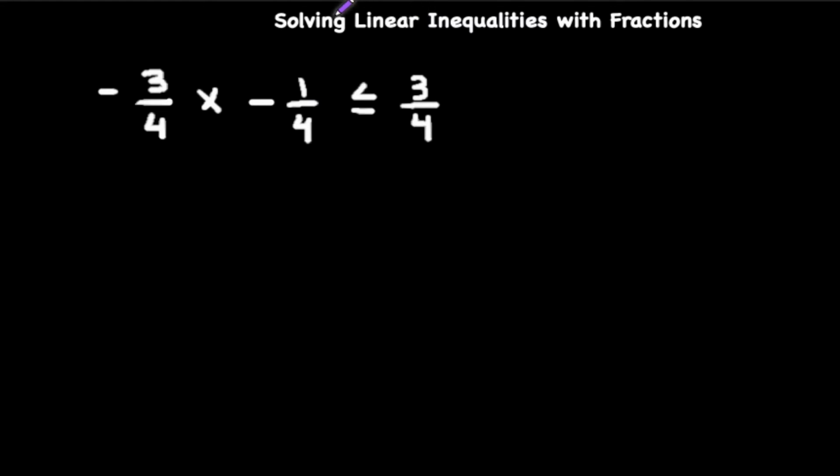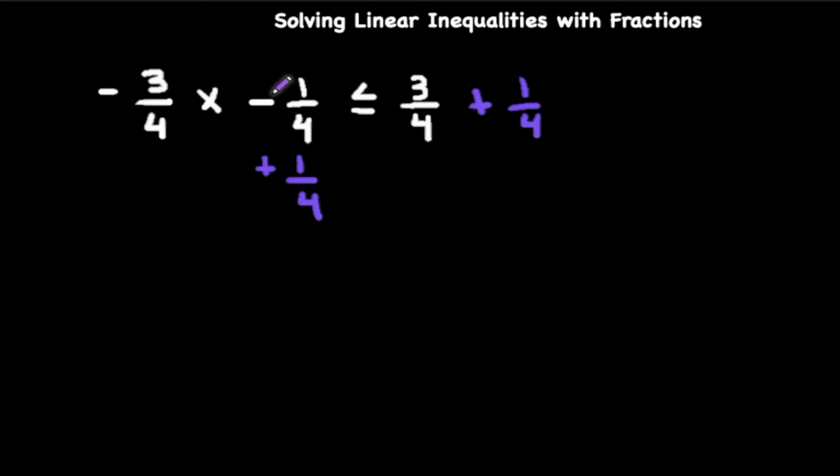So here we have the inequality statement, negative 3/4 x minus 1/4 is less than or equal to 3/4. And our goal is to isolate x. So let's go ahead and do that by adding 1/4 to both sides of the inequality.